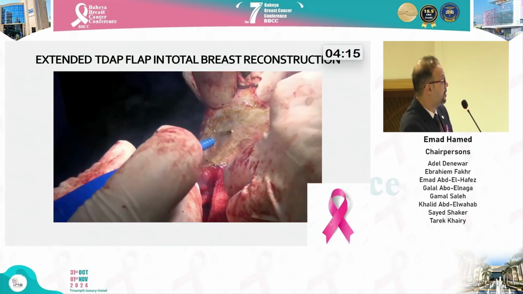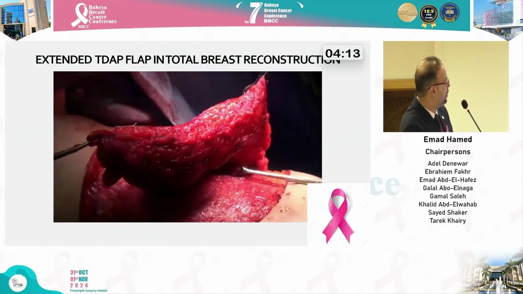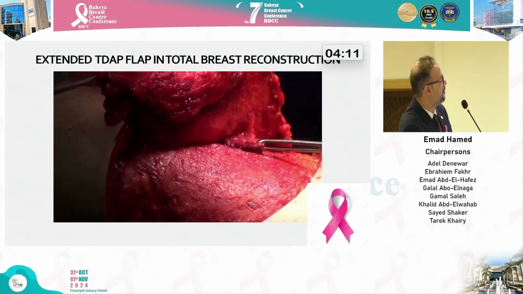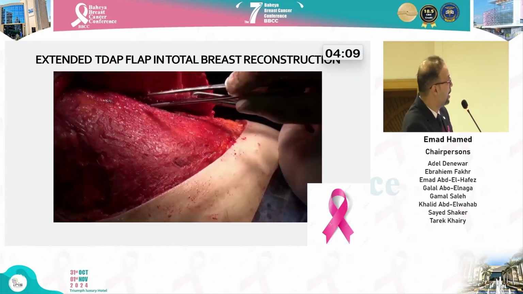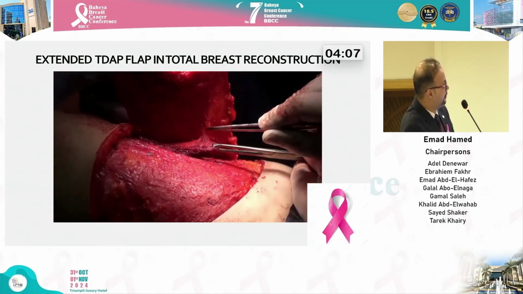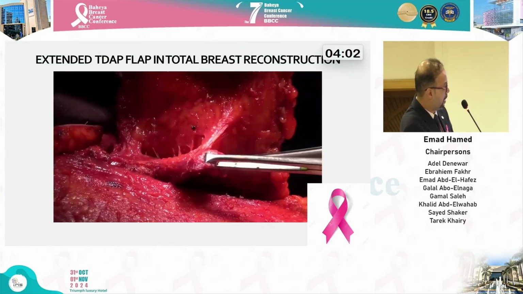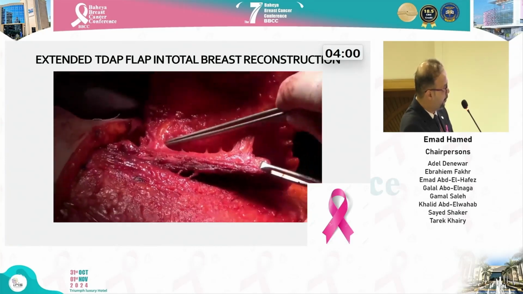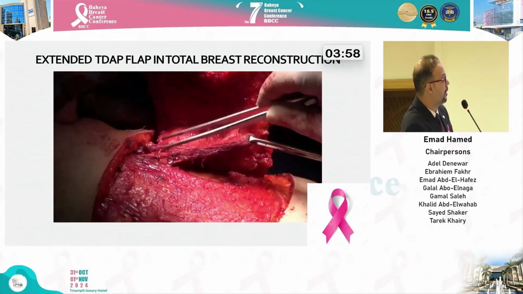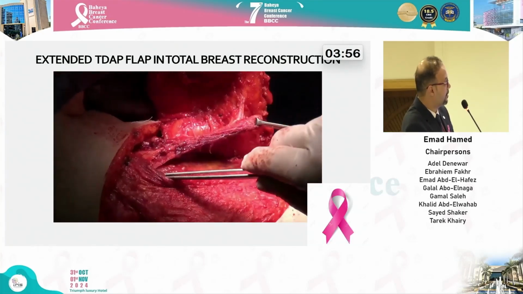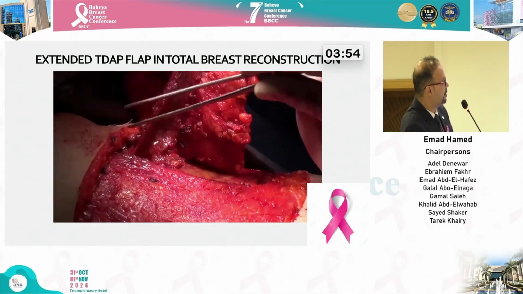So de-epithelialize by cutting the diathermy, and this is the flap with the cuff of muscle around the perforator, and you harvest more and more fat, more and more fasciocutaneous flap. Using this cuff of muscle, you can do extended TDAP flap, and this is the rest of muscle.